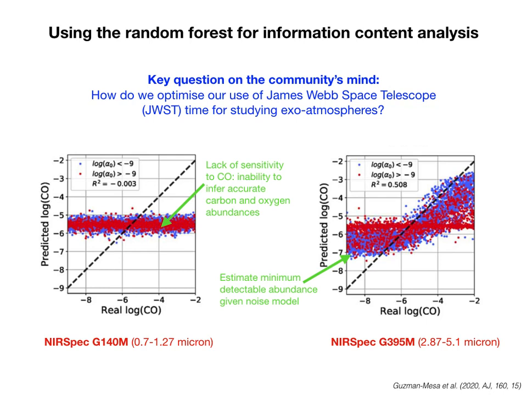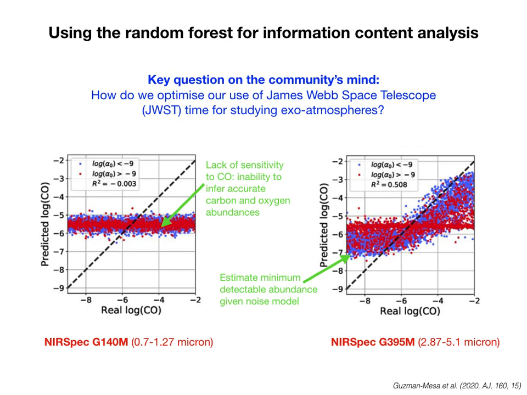And you can see that the range of wavelengths covered is such that it's not very sensitive to the presence of carbon monoxide. So you can see that the predicted versus the real abundance of carbon monoxide doesn't do very well at all. And in fact, there's a number called the coefficient of determination, R², which measures how predictive this process is. When R² is 1, it means that it's perfectly predictive, and when it's 0, it means there's no predictability. And you can see in this case that the R² value is very close to 0.